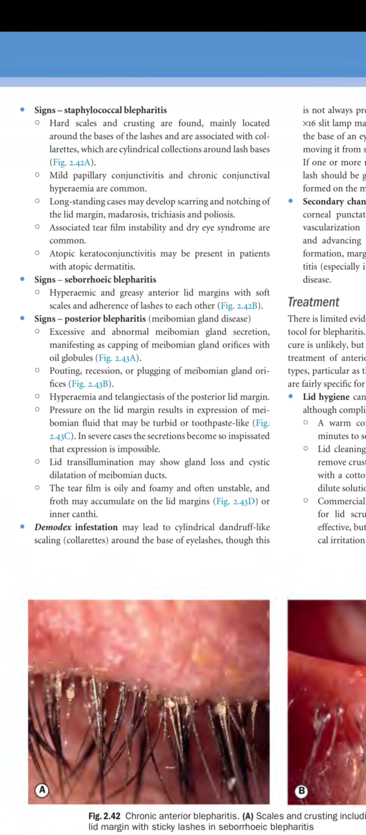As you know, the exudates will be hard. Hard scales and crusting are found mainly located around the base of the lashes and are associated with collarettes, which are cylindrical collections around the lash bases. Let us also remember that staphylococcal blepharitis is usually the anterior type of blepharitis. So the lash follicles may have crusting and the formation of collarettes. You can see that here.